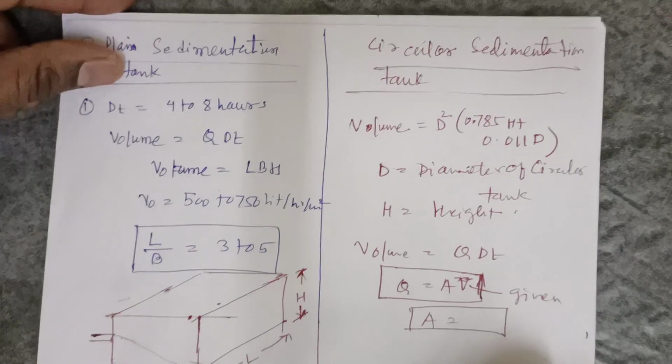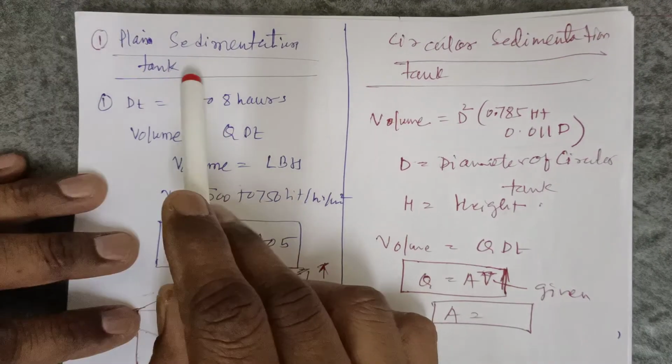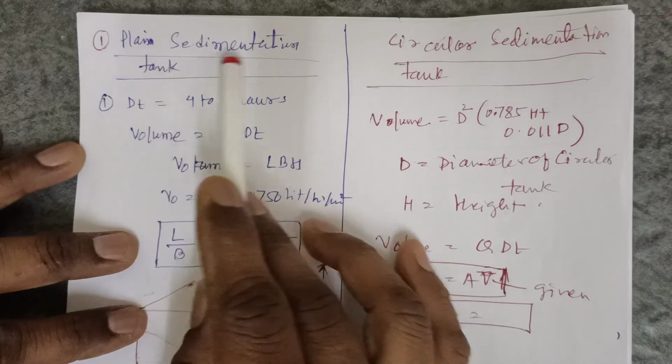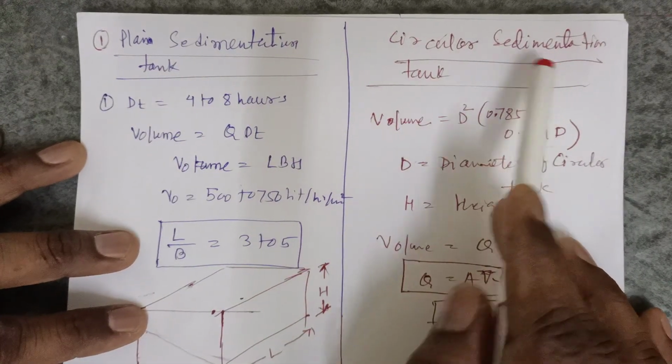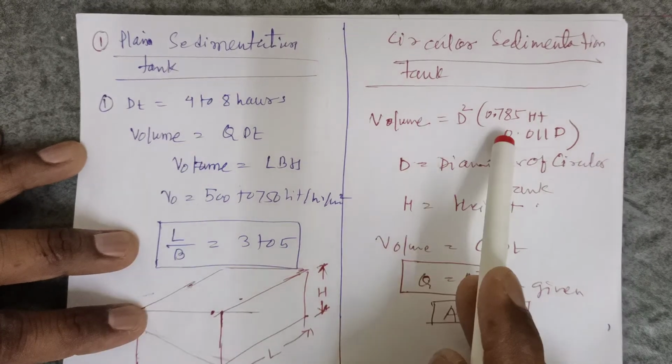Good morning, students. So today we will continue the numerical regarding the design, right? So here I will just recall it. First, we had studied the design criteria for two sedimentation tanks, plain sedimentation tank and circular sedimentation tank, or we can say horizontal tank, and this is for circular tank.